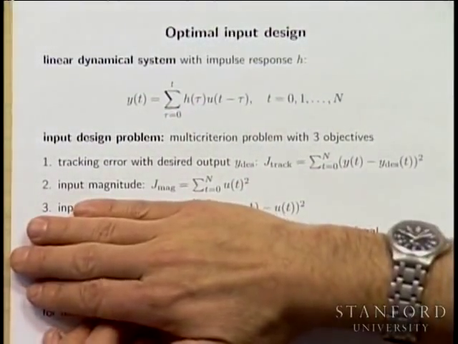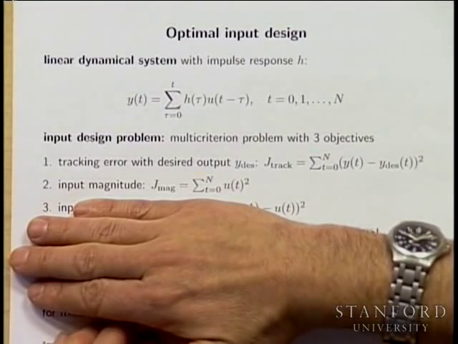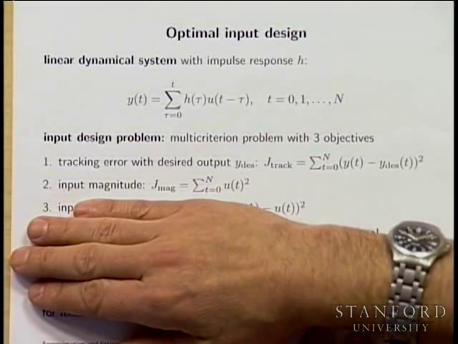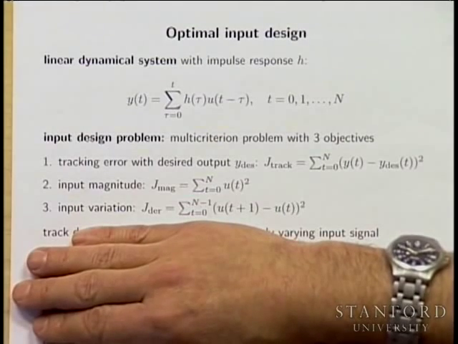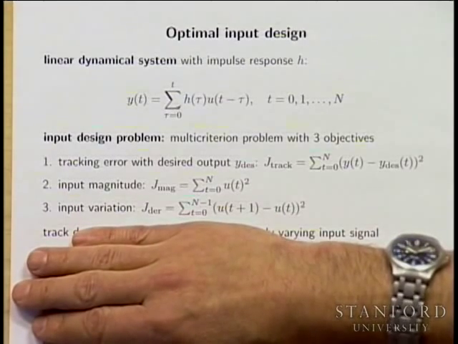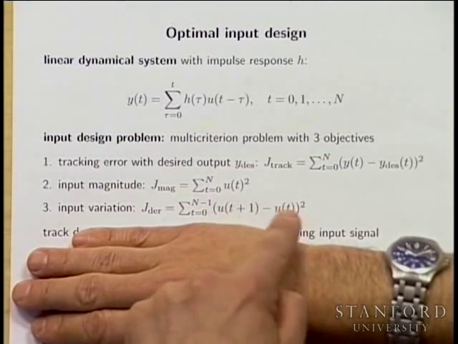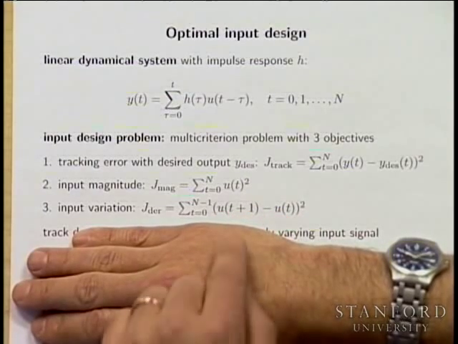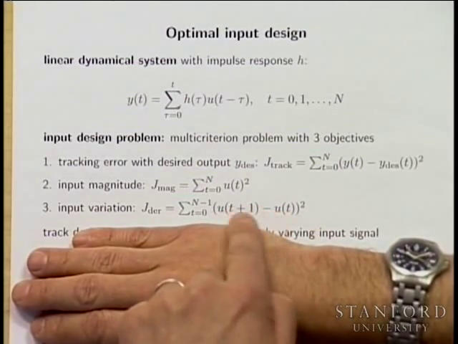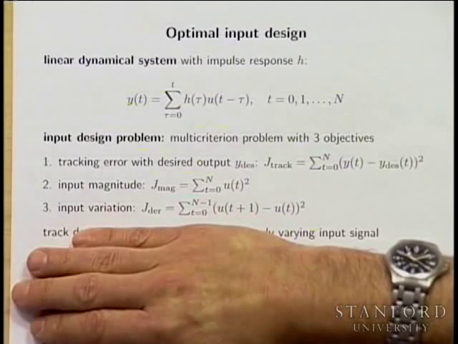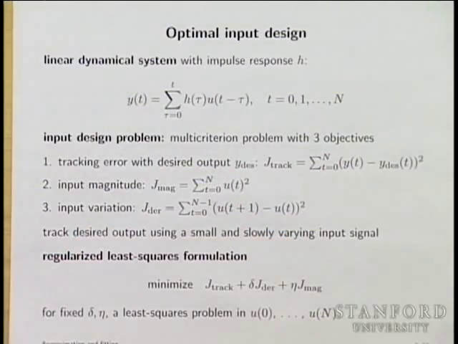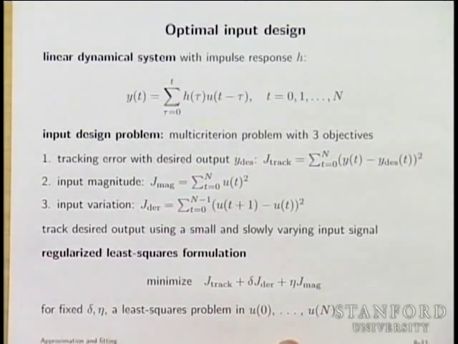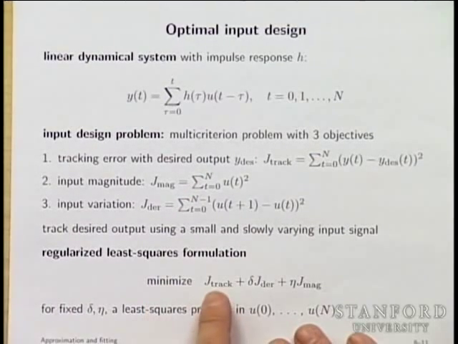On the other hand, we don't want u to be gigantic, so we're going to limit the size of u. And we also want the input to be smooth. To make it smooth, this is an example where we just take a quadratic form. This is a first order difference, and it's a quadratic measure. Everything here is quadratic. So we'll use regularized least squares. We're going to minimize J track plus delta J derivative, and eta times J mag.